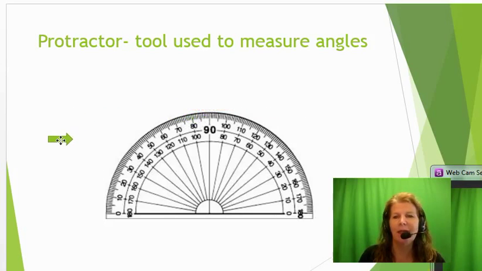All right, typically you'll find a piece of plastic in a store for about $1. That's all it takes for a protractor. You can print one off on paper and use it. All right. This is a tool to measure angles.